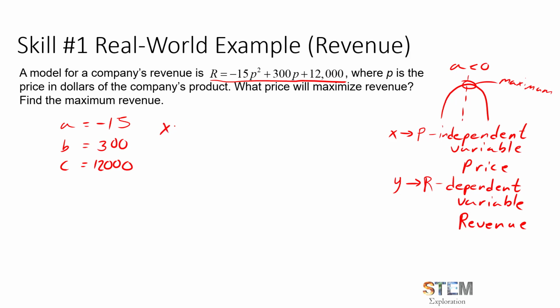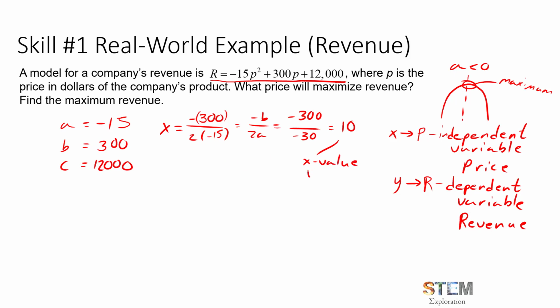And so what I'm going to do is find the axis of symmetry here. I'm going to go x is equal to negative 300 all over 2 times negative 15. And again, this is just fitting into the negative b over 2a format. And this is going to equal negative 300 all over negative 30. So if we set x equal to $10, then what we can assume is that this is the x value of our vertex, and it is going to be the point in which the revenue is maximized.